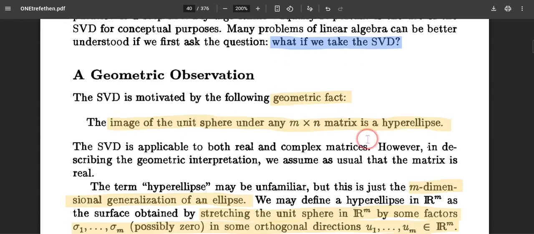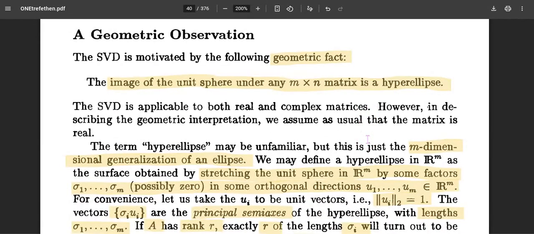We see an ellipse in a two-dimensional space, which has principal axes like a major axis and a minor axis. Similarly, a hyperellipse is an ellipse in an m-dimensional space. It's a generalization of the two-dimensional Euclidean case. So this m-dimensional hyperellipse has m axes, similar to the two axes in a Euclidean plane.